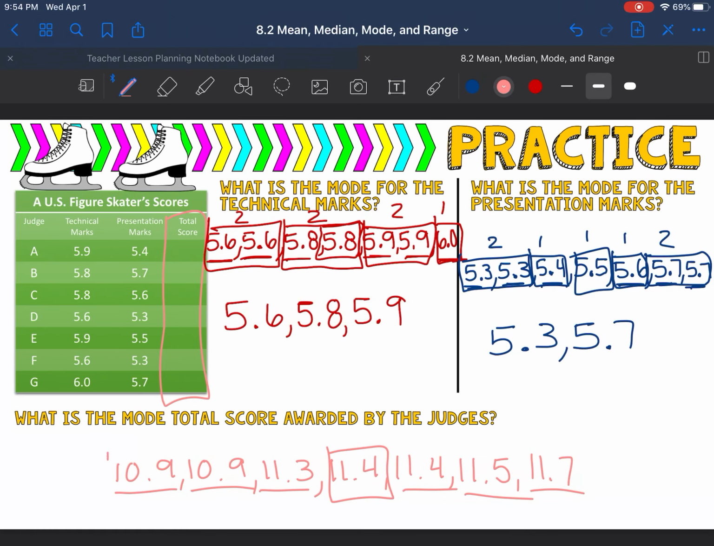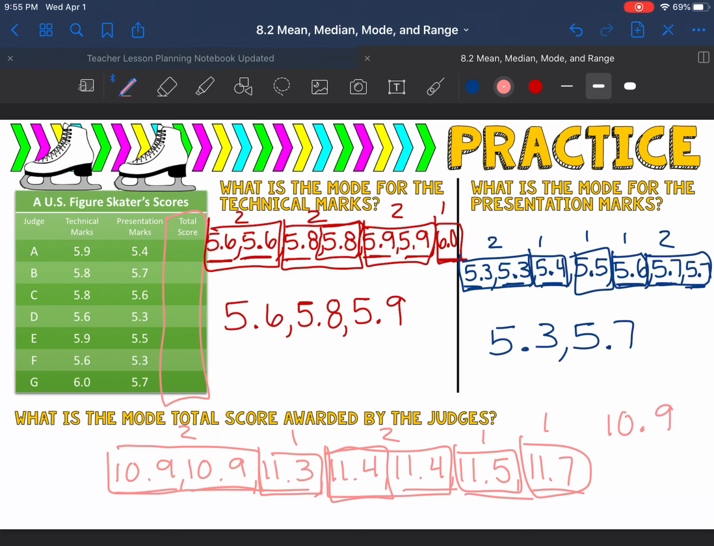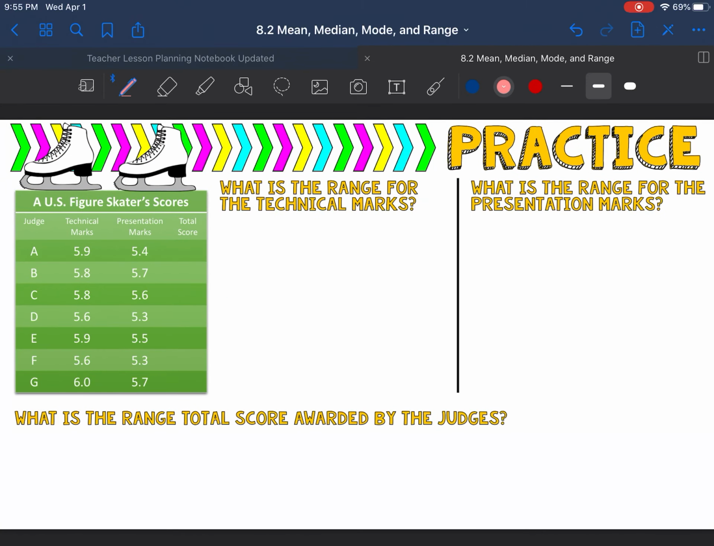All right, guys, welcome back. So let's go ahead and solve and find what the mode is for the total. So there's actually 2 of those guys, 1 of those, and 1 of those. So what is my mode? Well, it's actually 2 numbers again, 10.9 and 11.4. All right, guys, good job. So we're almost done. Let's go find the range, our last slide for today.